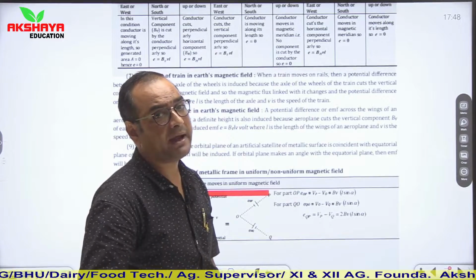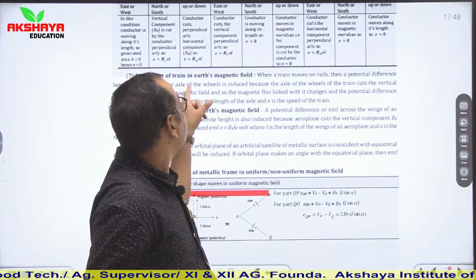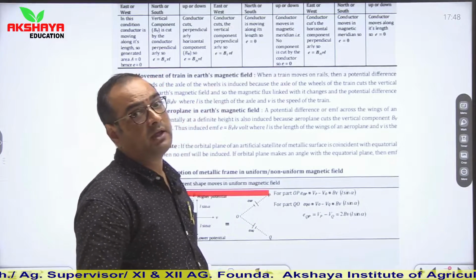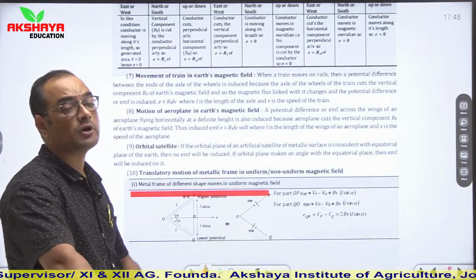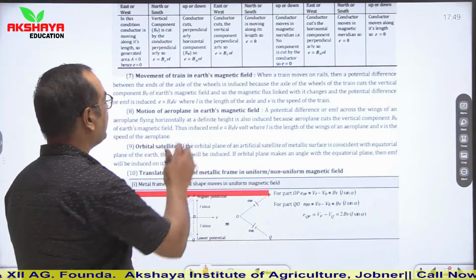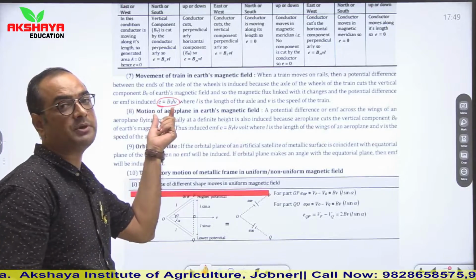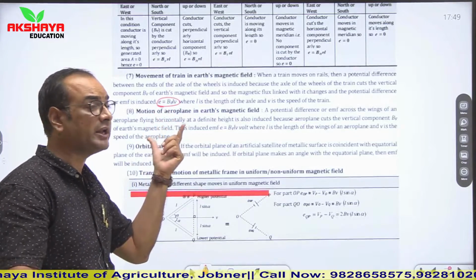So always keep in mind that whenever we talk about Earth's magnetic field, then in case of motion of a train, induced EMF will be produced only due to the vertical component of the magnetic field. So here it can be seen that E is equal to BV L v, where BV is the vertical component of the magnetic field of Earth.